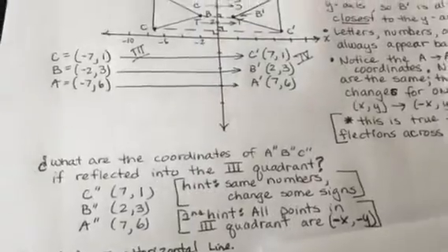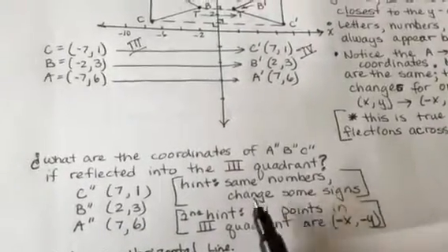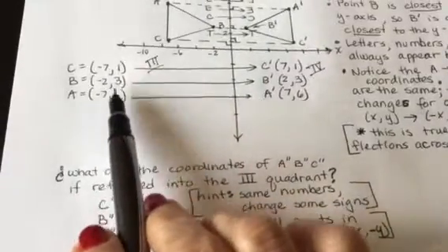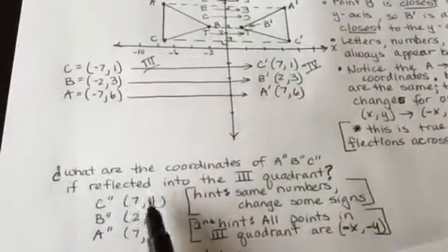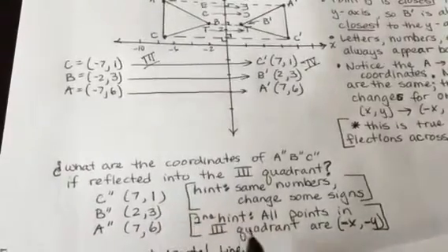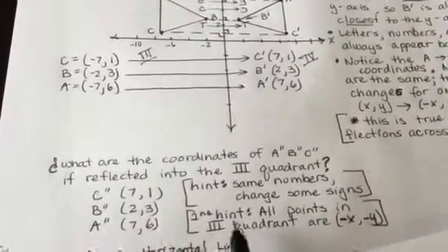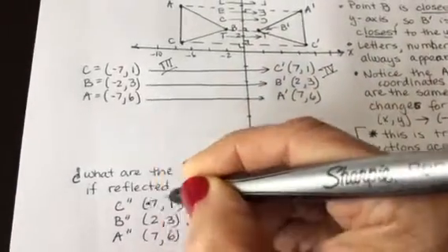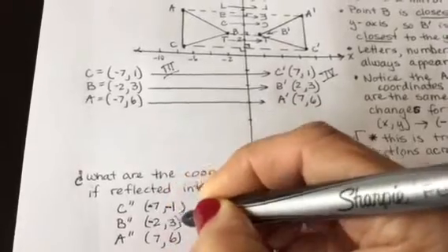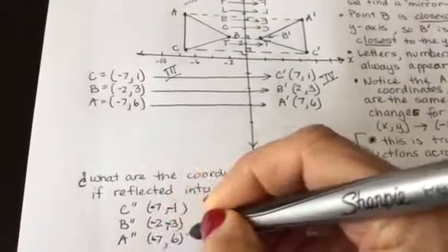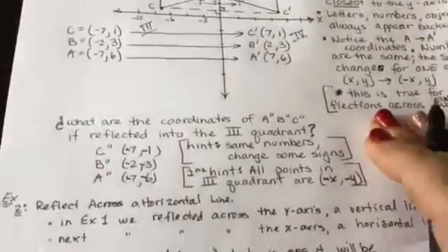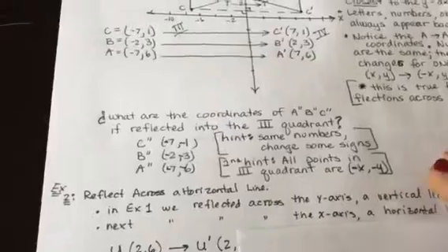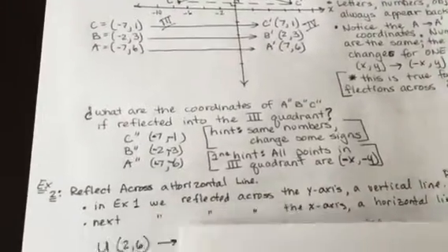So what are the coordinates? Hint: same numbers, change some signs. So I wrote the same numbers, minus 7, 1, minus 2, 3, minus 7, 6. I wrote the 7, 1, 2, 3, 7, 6. And the other point is, all points in the third quadrant are negative x. So it has to be negative 7, negative 1, negative 2, negative 3, negative 7, negative 6. You can go ahead and plot those, and you'll be able to see that reflection.